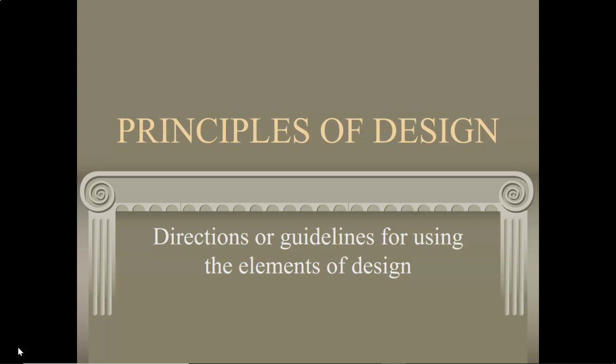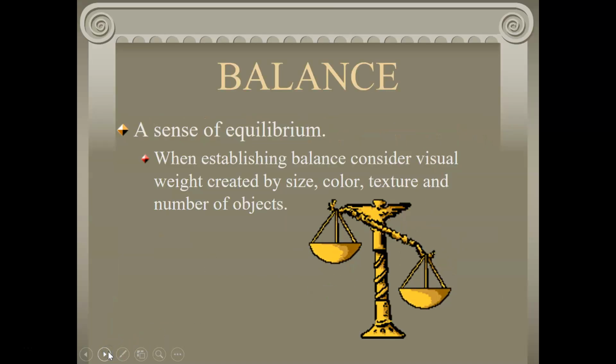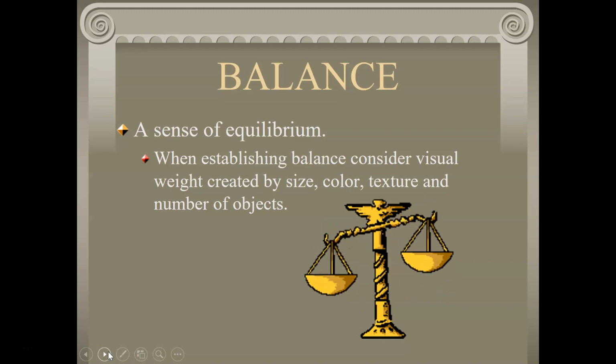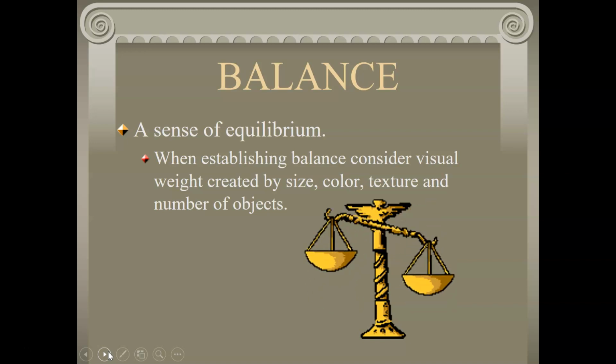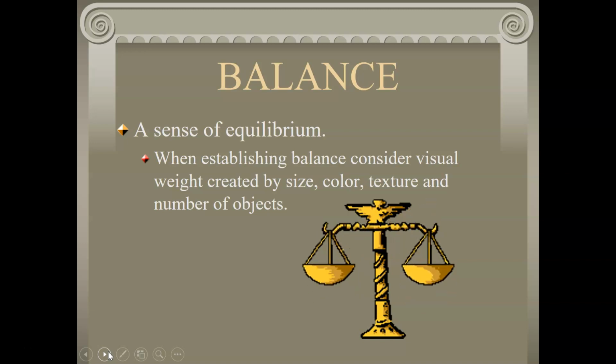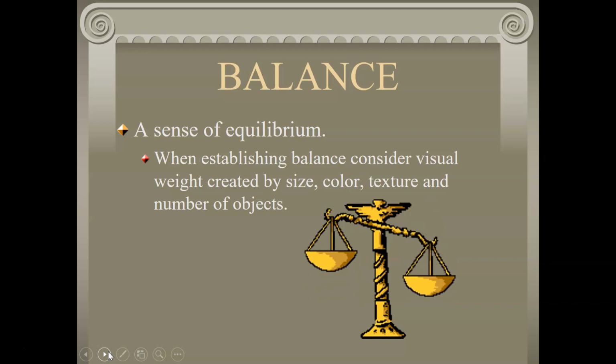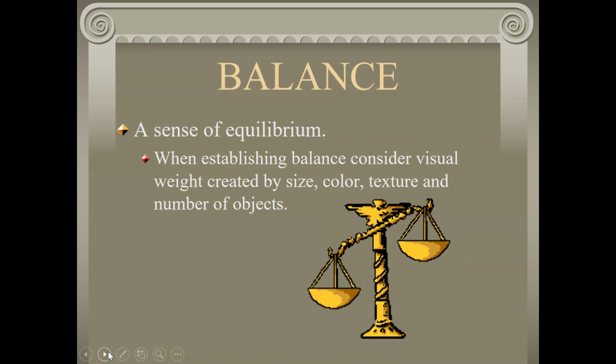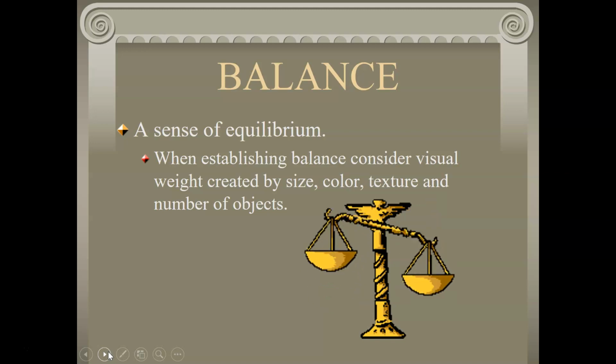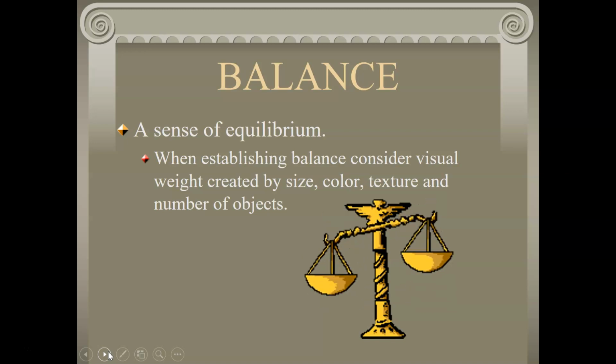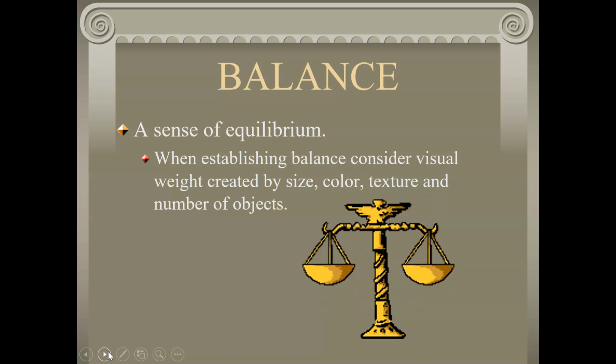Principles of design, guidelines or directions for using the elements of design. Balance. The first guideline or principle of design is to make sure you have balance in your room, in any room that you are decorating. That is a sense of equilibrium. When establishing balance, consider visual weight created by size, color, texture, and number of objects. And we'll get into that more later, but balance in your room is very important.